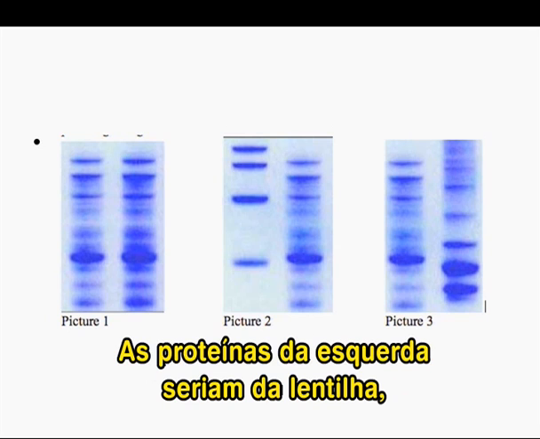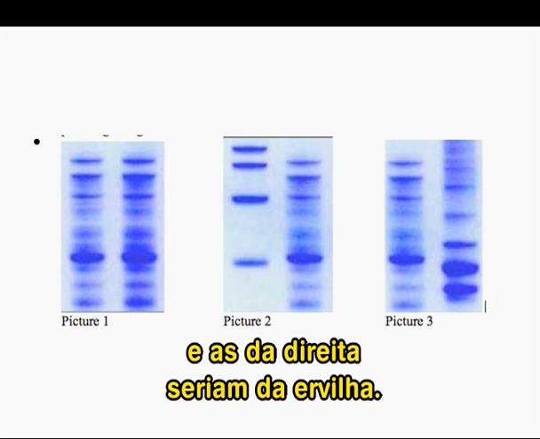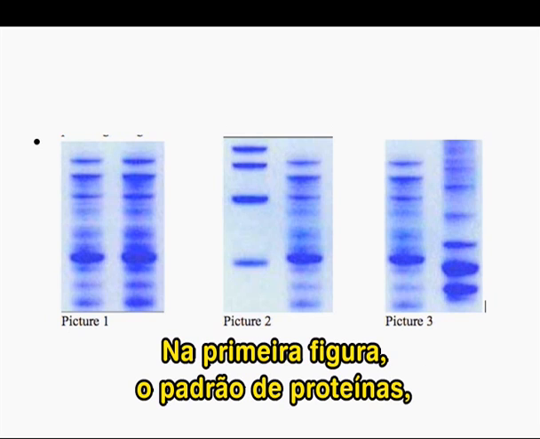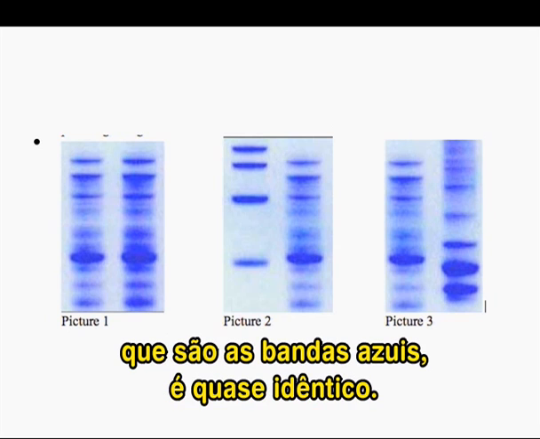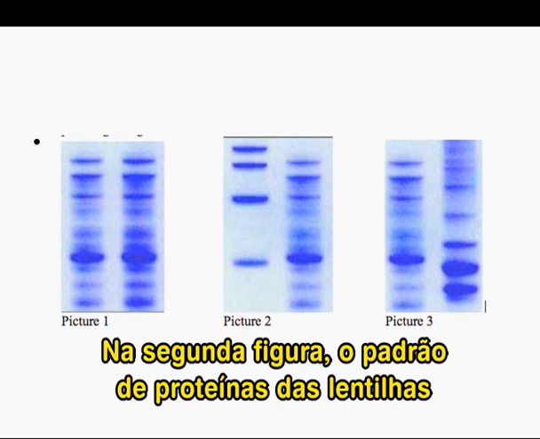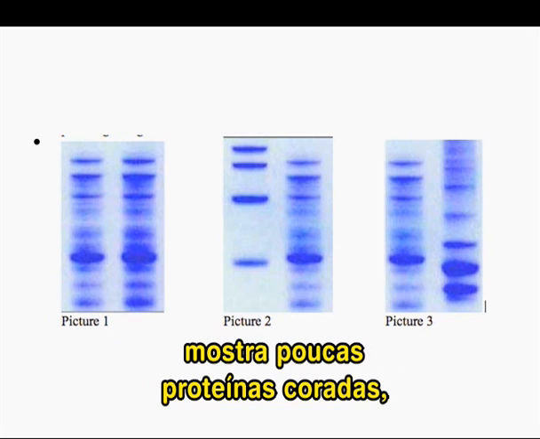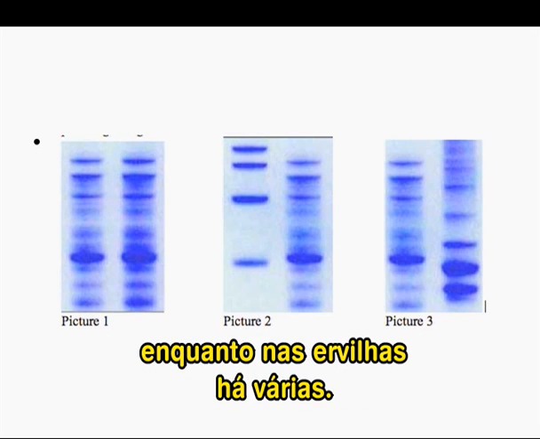For the sake of argument, we'll call the one on the left the proteins from the lentils, and the one on the right the proteins from the green peas. And in the first picture, the protein pattern, which are the blue bands, look almost the same. In the second picture, the protein pattern for the lentils has only a few proteins that were stained, whereas the green peas, there are many.